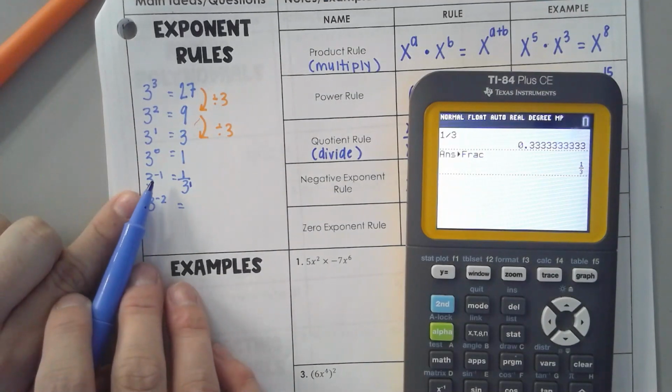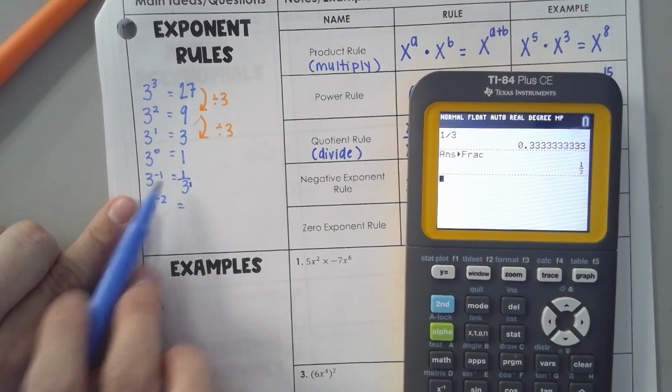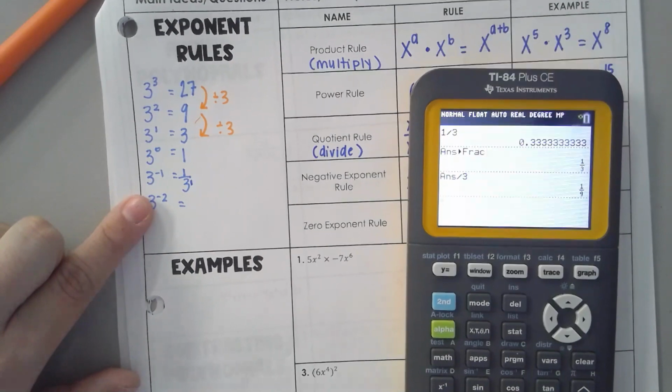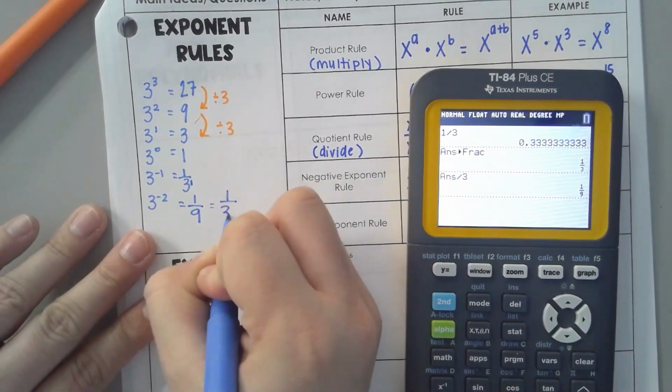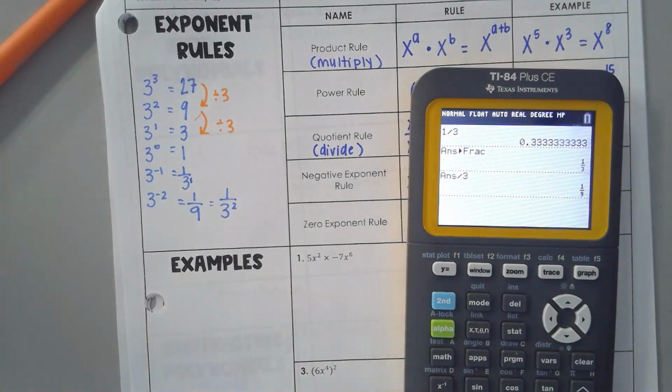So this negative 1, this is the same thing as 1 over 3 to the 1st. So this next one, if I divide this by 3, I get 1 over 9, which is the same thing as 1 over 3 squared. So when you have a negative exponent, it's the same thing as moving it to the bottom of the fraction, and that exponent becomes positive.